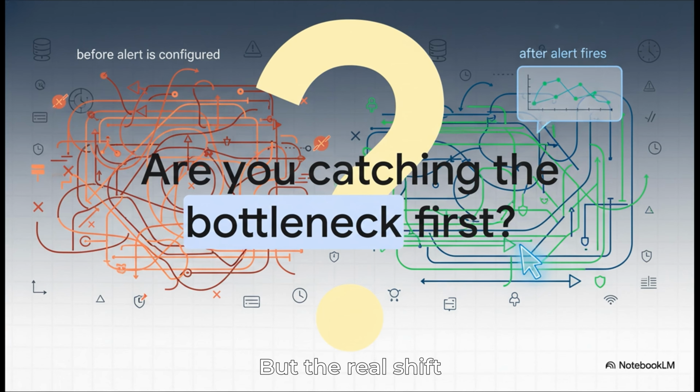But the real shift here is your mindset. When your next major latency spike hits, will you be the detective who already solved the case, or the victim waiting for the complaints to roll in?